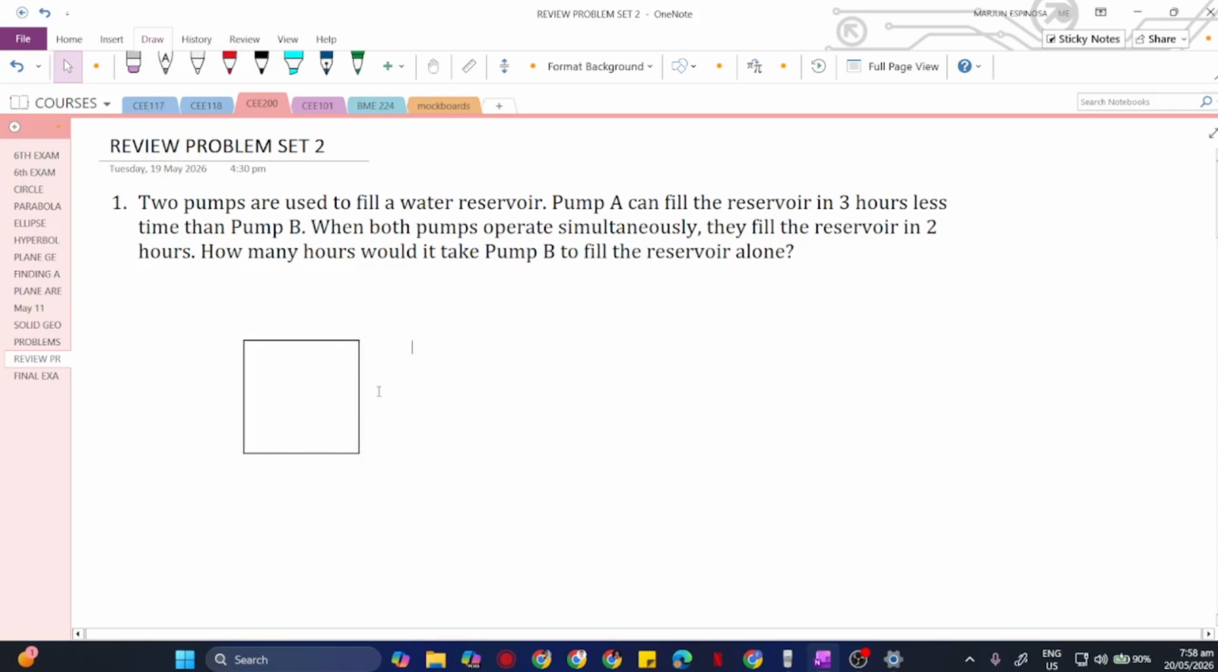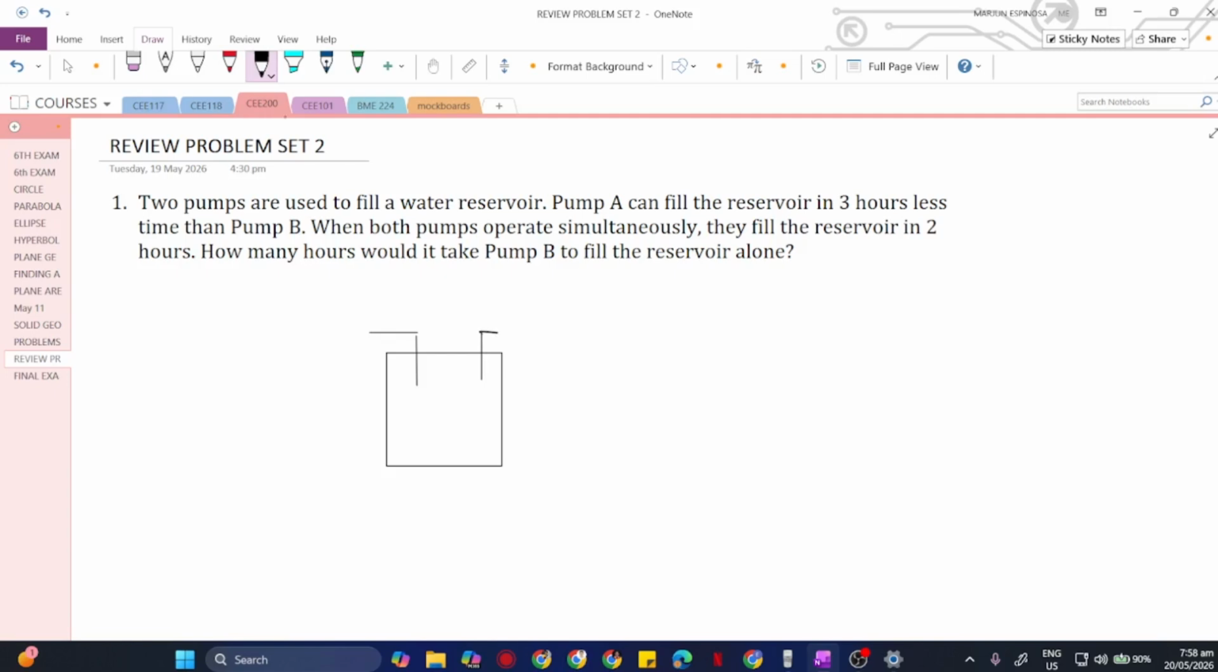Okay, let's say for example, this is our tank, no? And there are two pumps. Okay, dalawang pump tayo, class. So, let's say for example, dito yung lalabas yung isang pump, and also ito yung isang pump. So this is our pump A, this is our pump B. Sabi dito that if only A is on, it can fill the reservoir in 3 hours less time.